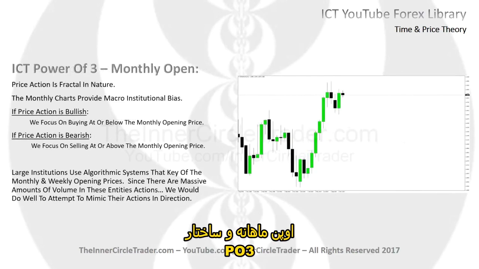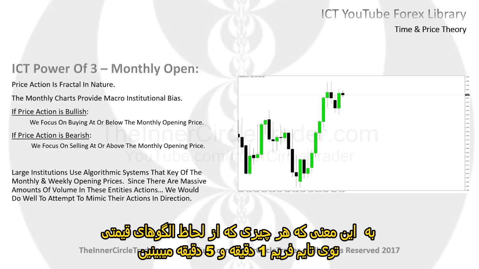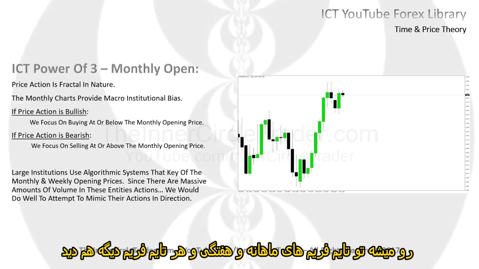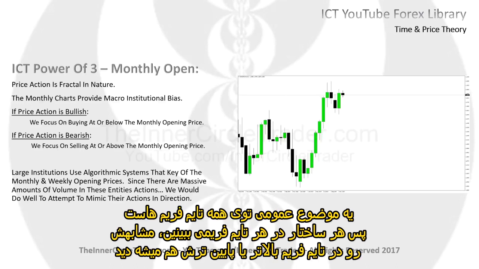Okay, ICT Power 3 and the monthly open. Now, price action is fractal in nature. That means everything that you can see in terms of a price pattern on a 1-minute chart, on a 5-minute chart, can be seen on a monthly chart or weekly, any time frame, any interval of time measurement that plots price. The fact that we can see a pattern on any specific time frame, price action has a generic characteristic to it. So whatever we see on one time frame could be easily replicated and seen on a lower time frame or a higher time frame.